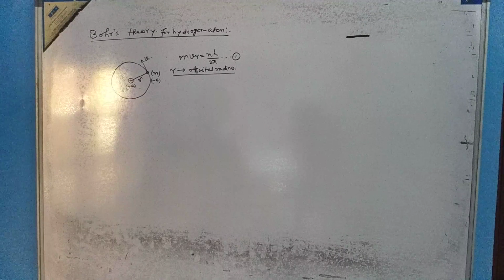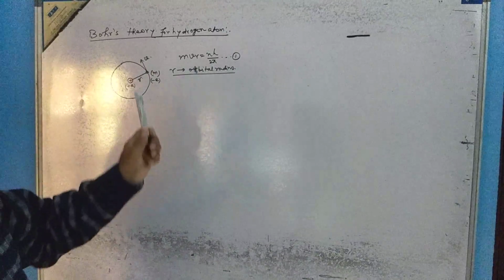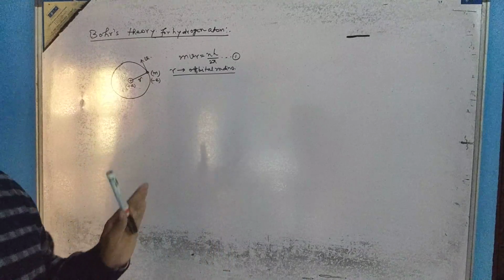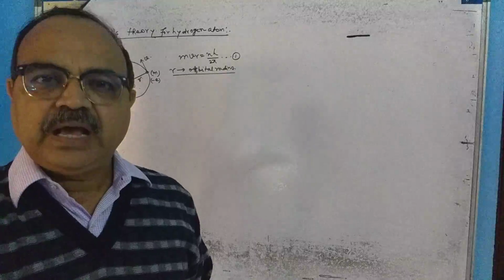Now what will happen if the electron revolves around this, and how the different parts can be discussed? Okay, so in the next lecture I will continue that.